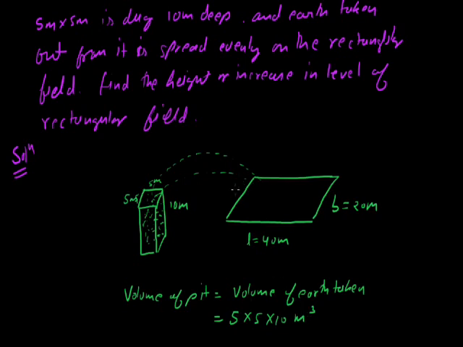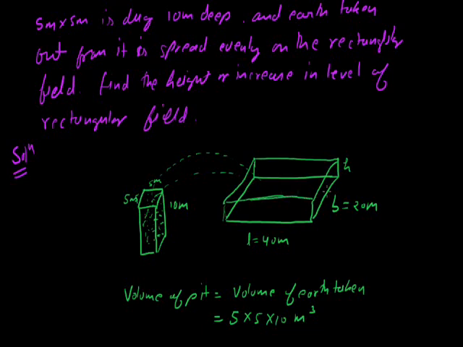Now this earth is spread evenly on the rectangular plot. When we are spreading this earth on this rectangular plot, the level of the plot gets increased. Let's say the level of the rectangular plot is increased by height h. We don't know how much it increases. Let's assume that it will increase by h.